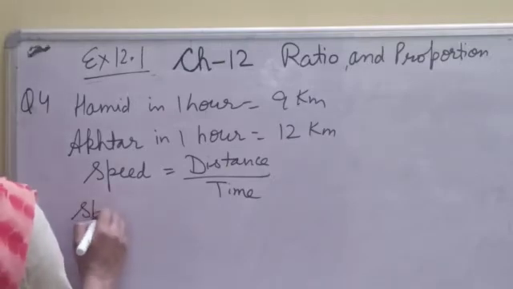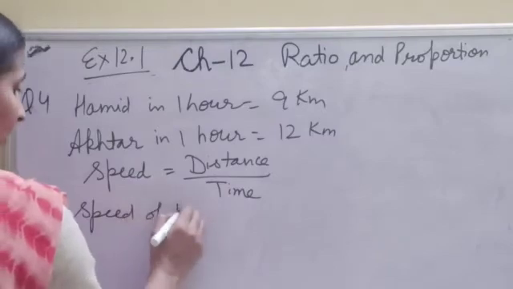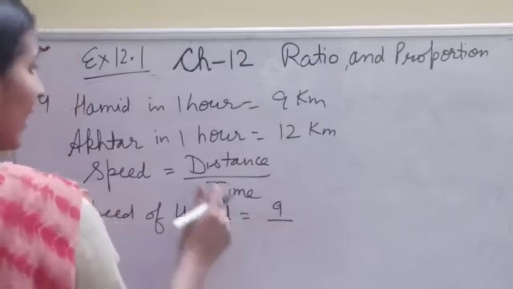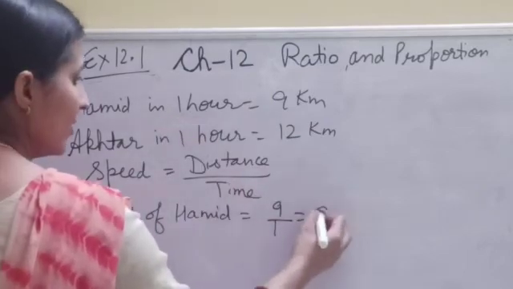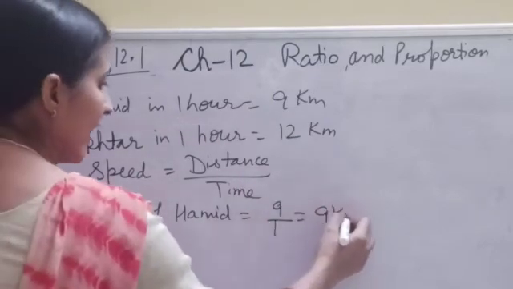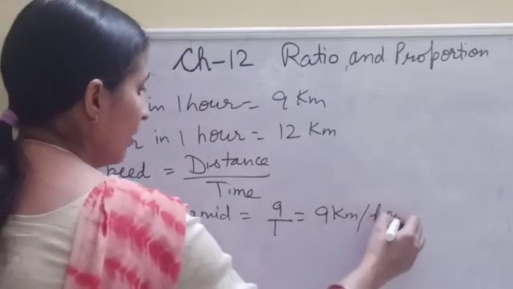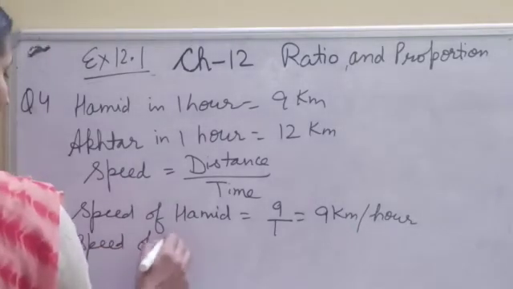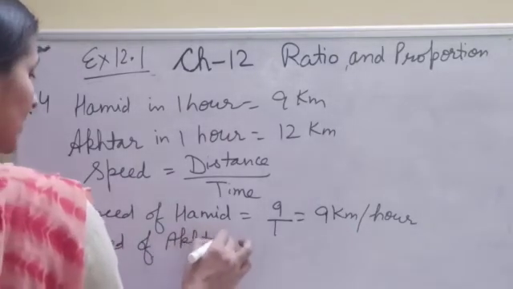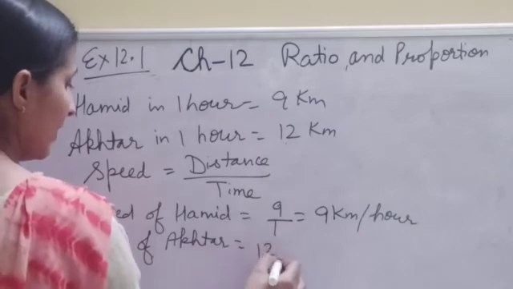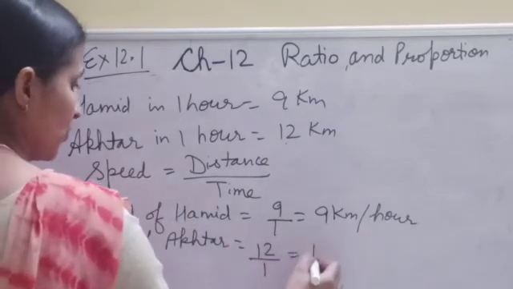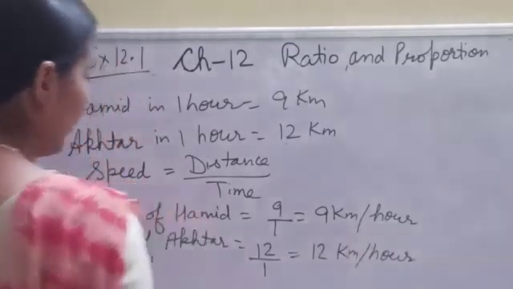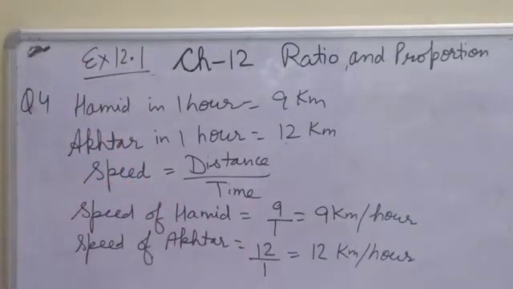So let's find the speed of Hamid. Distance covered by Hamid is 9 and time is 1 hour. So 9 divided by 1 will become 9 km per hour. Then the speed of Akhtar, same, distance divided by time. So 12 divided by 1 is 12 km per hour. This way we find their speeds.